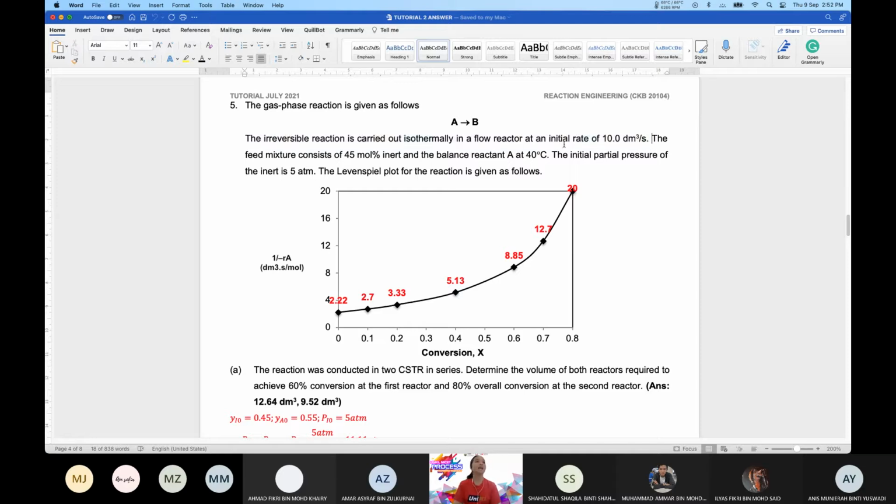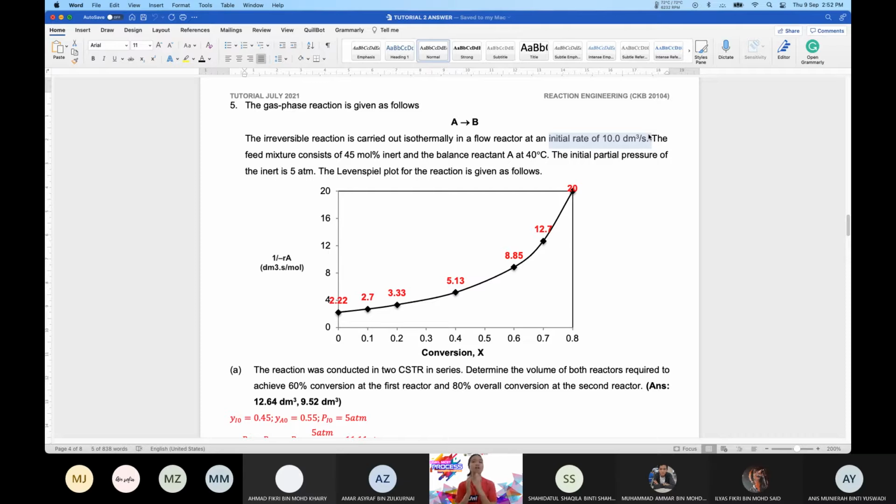Okay. Next, dia kata initial rate 10 dm³ per second. So, I already start training you. From unit, tengok kenal dimension, teka nilai dia. Kan teka, tahu nilai dia. So, dm³ per second, dm³ is volume, second is time. Volume per time, volumetric flow rate.